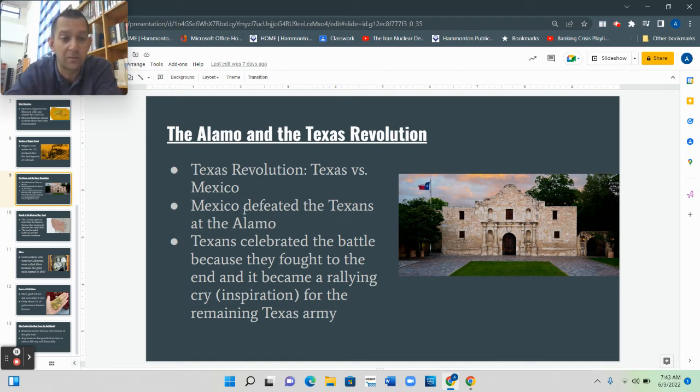Well, Mexico won, but Texans celebrated the battle because Texans fought to the end, and the battle became a rallying cry or inspiration for the Texas Army. So this element is going to be what's on your final exam. The Texans fought to the end, they lost, but the battle provided inspiration for them to continue fighting.